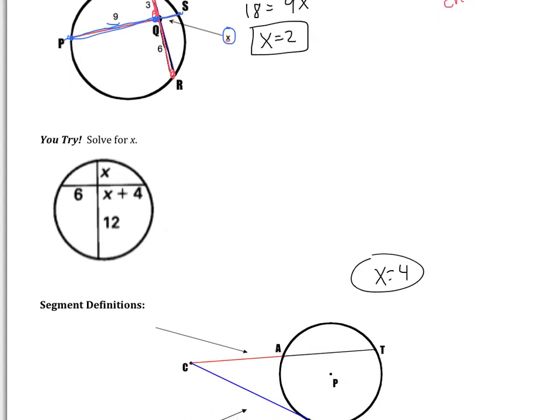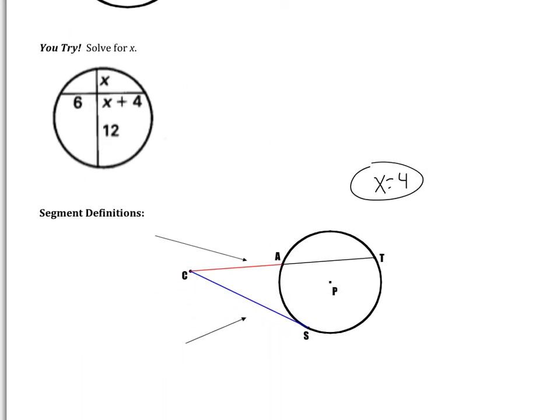So, we're going to move on to some definitions. First, looking at CT, this is a secant because it intersects the circle in 2 spots, once at A and once at T. This part that's outside of the circle is called the external secant. So it's the secant, but it's the part outside the circle. And then CS, you should already be able to label that because we learned that in the first section. It's a segment, intersects the circle once. This is called a tangent.